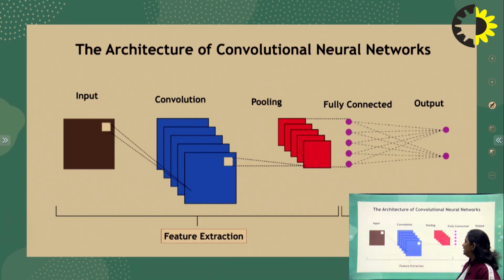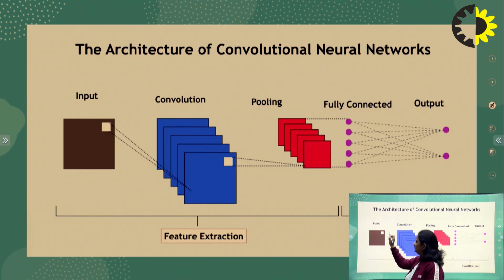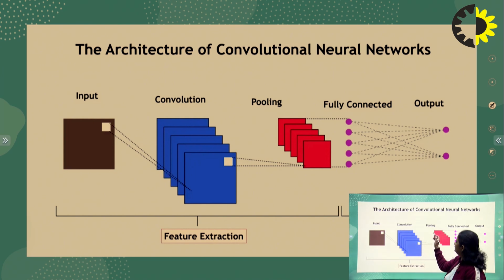So this is the architecture of convolution neural network. In the artificial neural network, we have only 3 layers: input layer, hidden layer and output layer. Now this is the architecture of convolution neural network. First is the input layer, second the convolution layer, after that the pooling layer, then the fully connected network, and then the output layer.